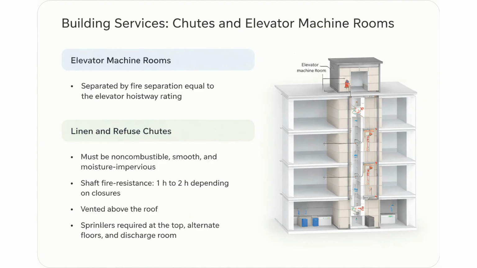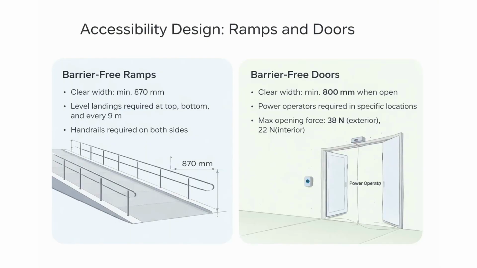Shifting to accessibility, the code mandates strict dimensions for barrier-free paths. Ramps must be at least 870 millimeters wide, with level landings every 9 meters to allow users to rest. Doors in a barrier-free path must provide a clear opening of at least 800 millimeters. To ensure they are actually usable, interior doors cannot require more than 22 newtons of force to open, and many key entrances must be equipped with power door operators.